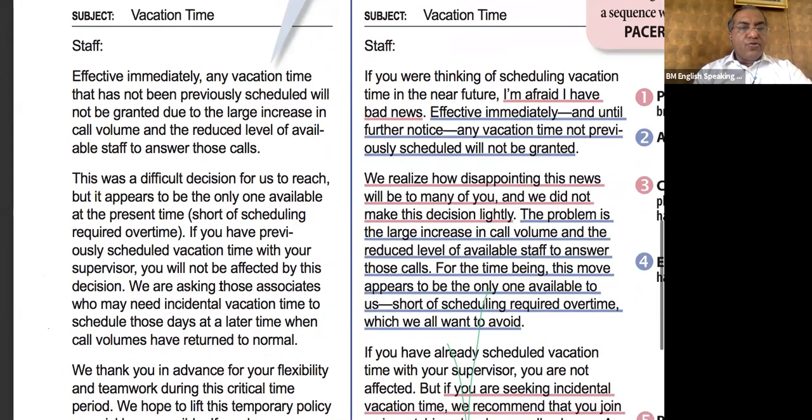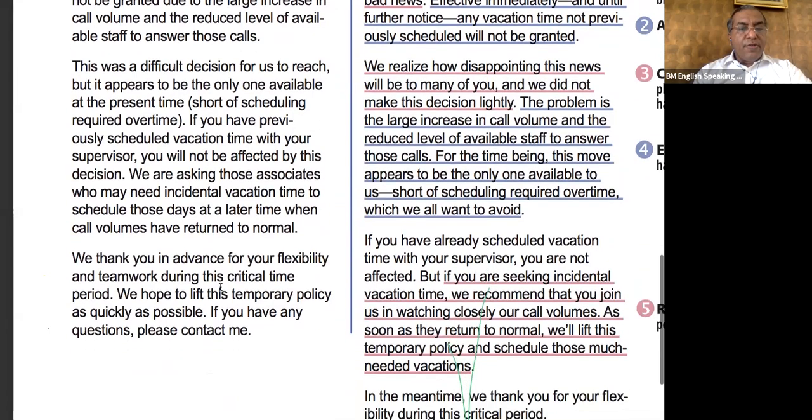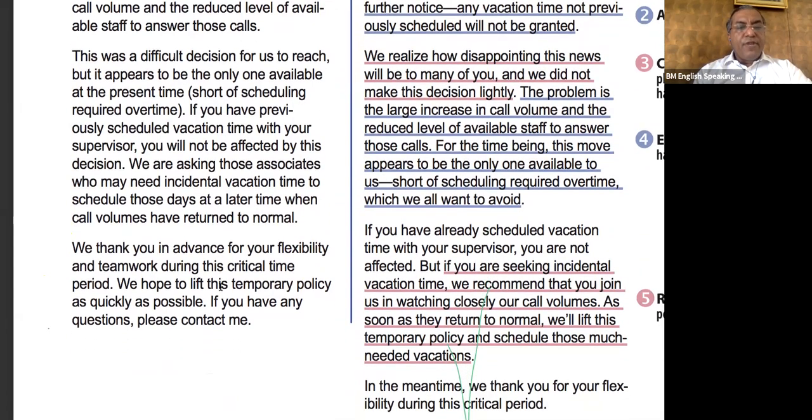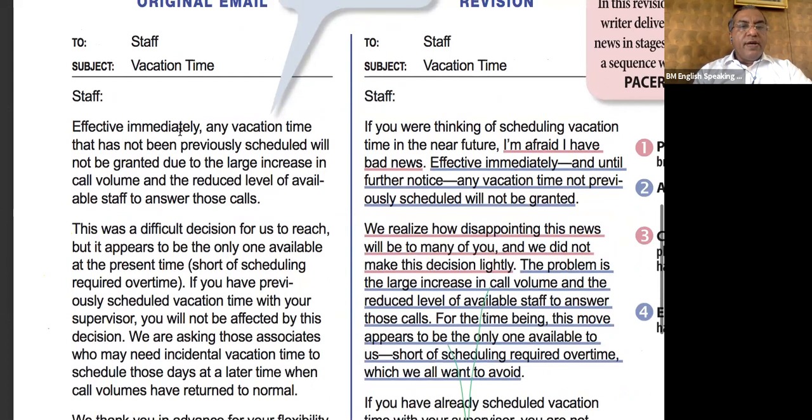We are asking those associates who may need incidental vacation time to schedule those days at a later time when call volumes have returned to normal. We thank you in advance for your flexibility and teamwork during this critical time period. We hope to lift this temporary policy as quickly as possible. If you have any questions, please contact me. So if you see in this email, what is happening here? In the first paragraph itself, the manager has declared the bad news, right?